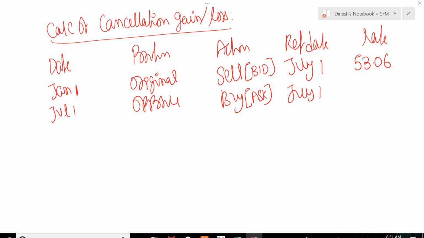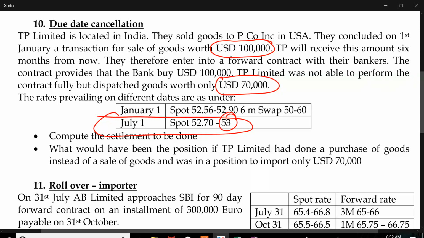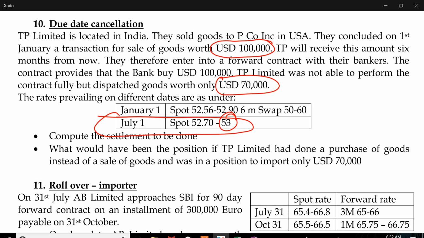I have only one rule. Wherever I buy, I take the higher rate. Wherever I sell, I take the lower rate between the two rates. So sell is bid rate, buy is ask rate. What is the ask rate on July 1 for July 1? Ask rate 53. Which is 53, no? Straight away.